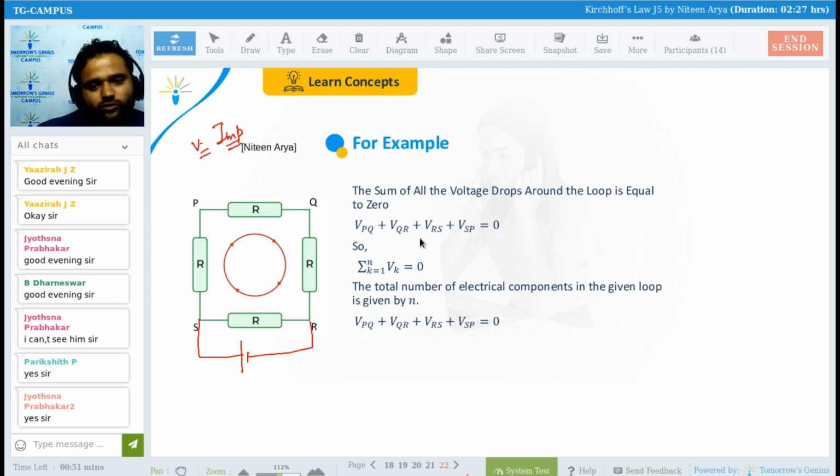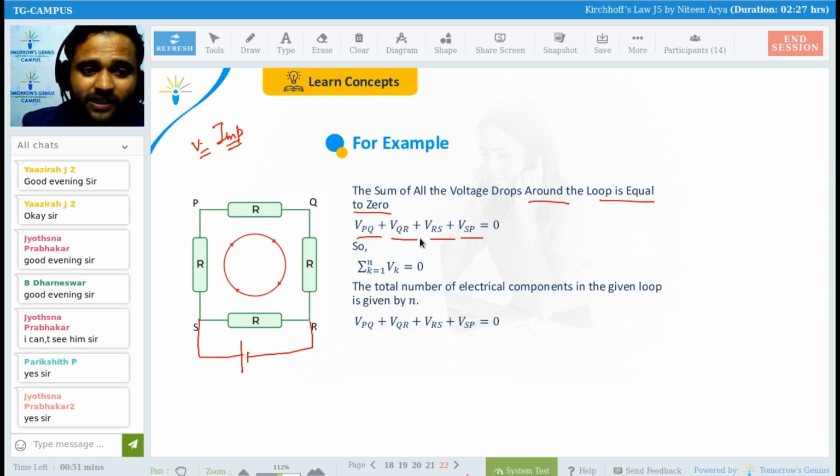Different kinds of questions also come from it. The sum of all voltage drops around the loop is equal to 0: VPQ plus VQR plus VRS plus VSP equals 0. You can understand it in many ways. Energy is nothing but the amount of work done. In running along a closed path, the net displacement is 0, so the work done is 0. When work done is 0, the energy change is 0.